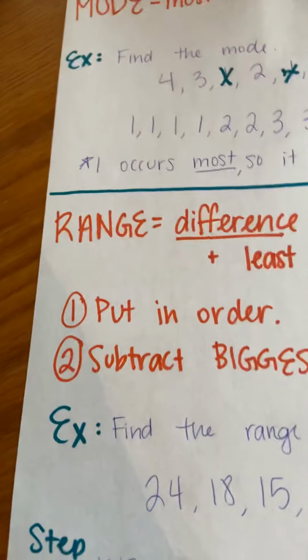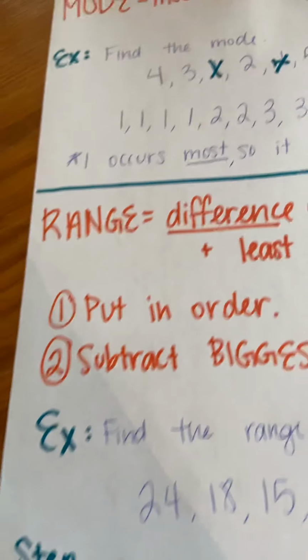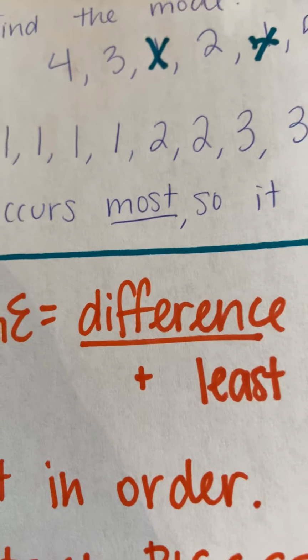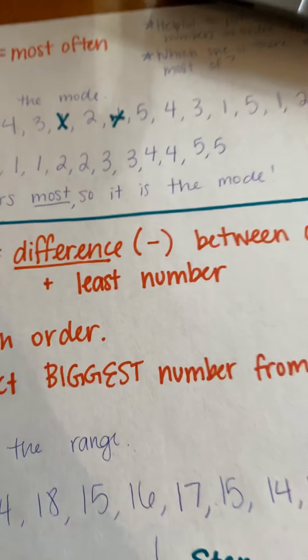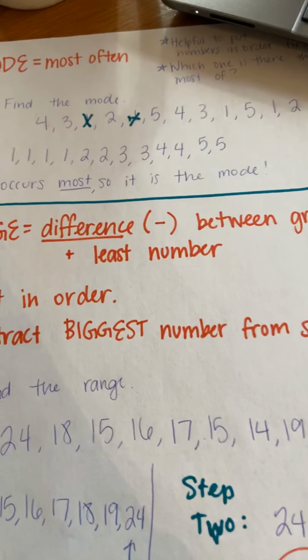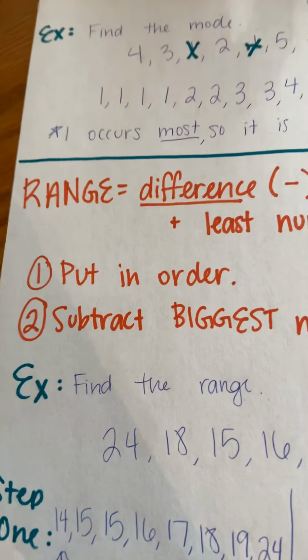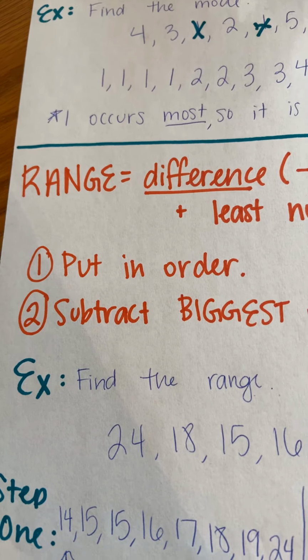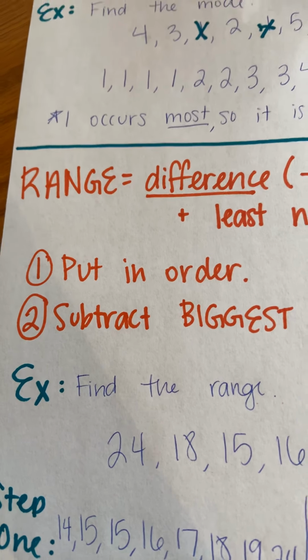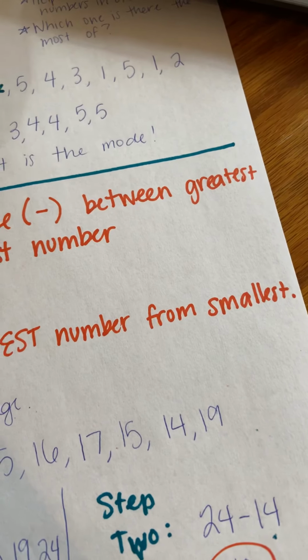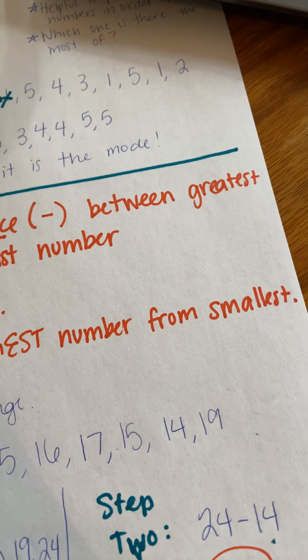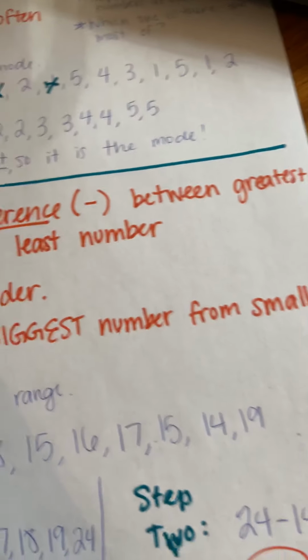All right, the last one is the range. So the range is the difference. Difference means to subtract. The difference between the greatest number and the least number. So steps for this one. Step 1, put it in order. Put the numbers in order, okay? And then step 2, subtract the biggest number from the smallest, okay? So once you put them in order, it'll be really obvious about which one's the biggest, which one's the smallest.